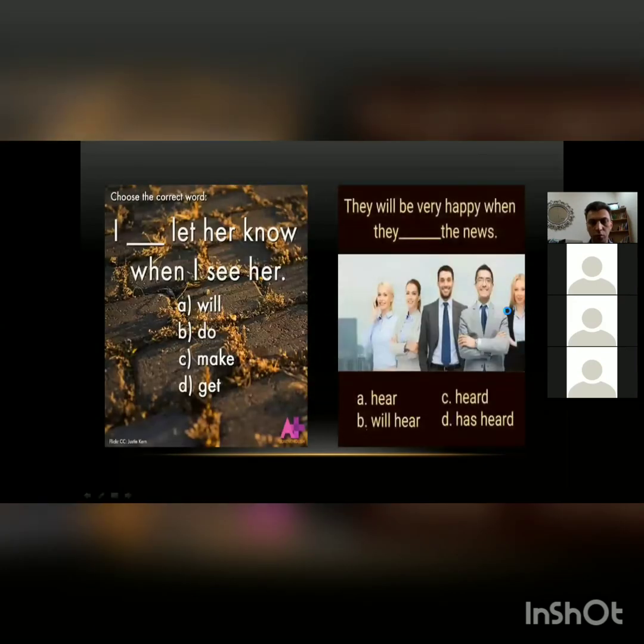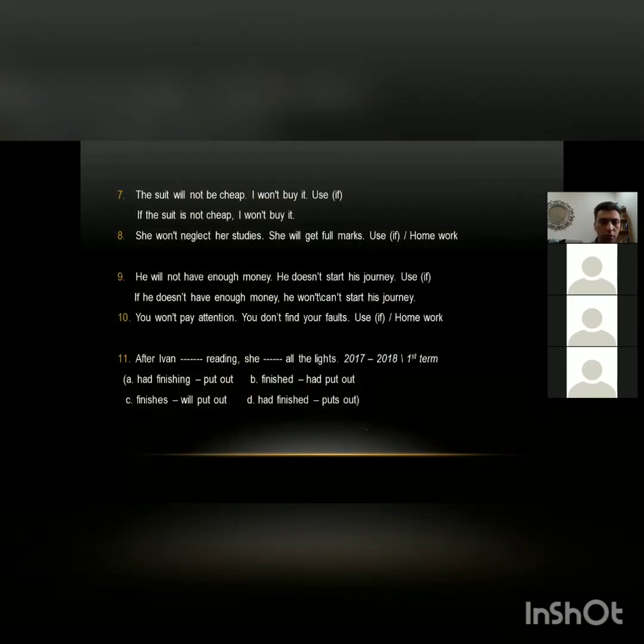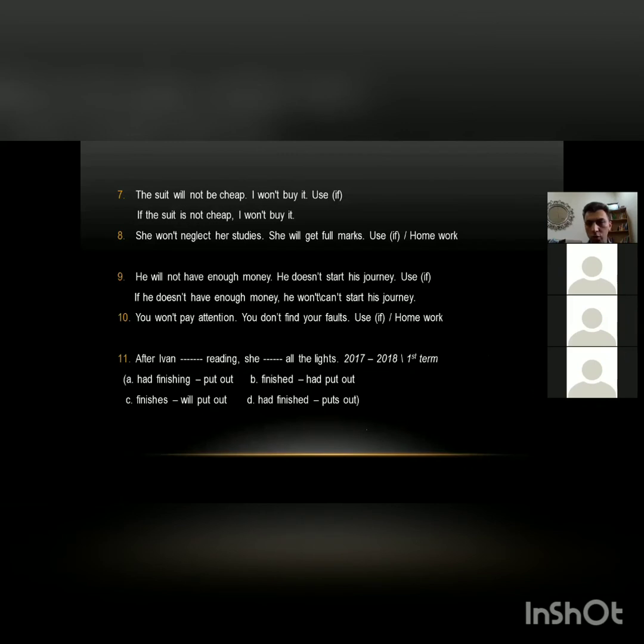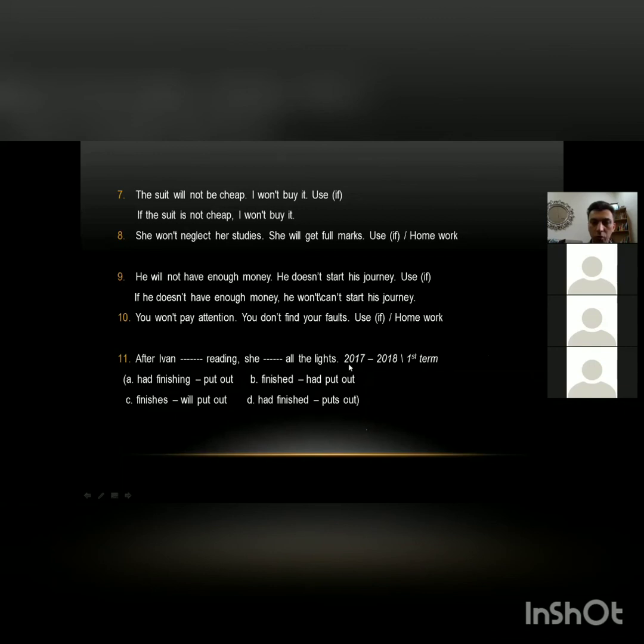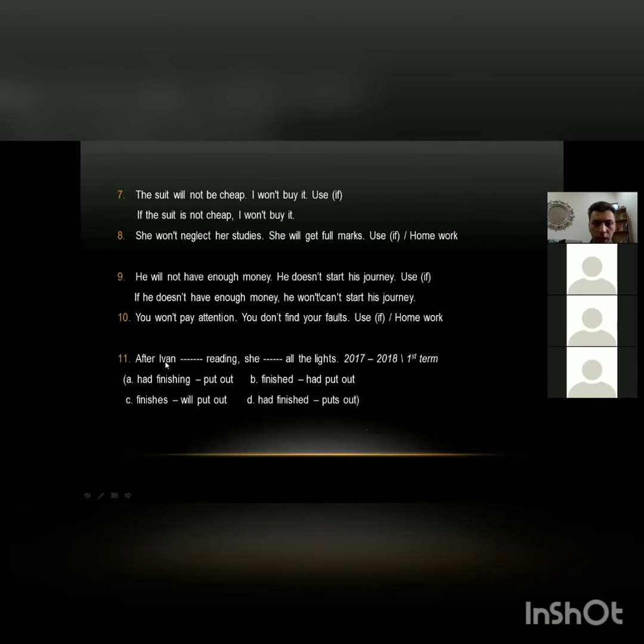Okay, sorry, before that, this is another example that is homework. And that is another exact form, which is a ministerial form. 2017, 2018, that is first term. After Ivan finishes reading, she puts out all the lights.